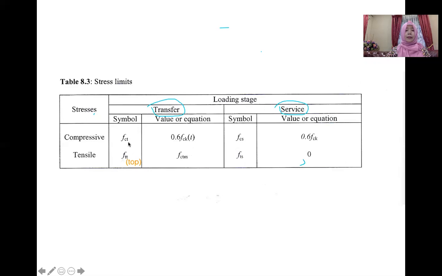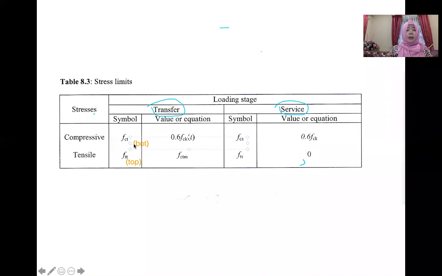And this is the bottom fiber. The bottom fiber value must be 0.6 FCKT. T means time. During transfer, at what day? Maybe in the factory, the steel will be cut at 1 day, 3 days, 7 days, and so on. It depends on the concrete strength.